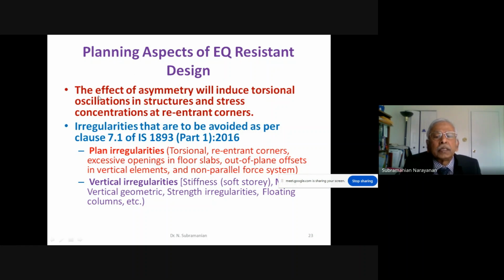The effect of asymmetry will induce torsional oscillation in structures and stress concentrations at re-entrant corners, as I told you in the previous slide. And all the irregularities that are mentioned in clause 7.1 of IS 1893 are to be avoided. There can be plan irregularities or vertical irregularities. Of course, most of you may know all this, so I am not going into that, but I have listed some of these plan irregularities and vertical irregularities.